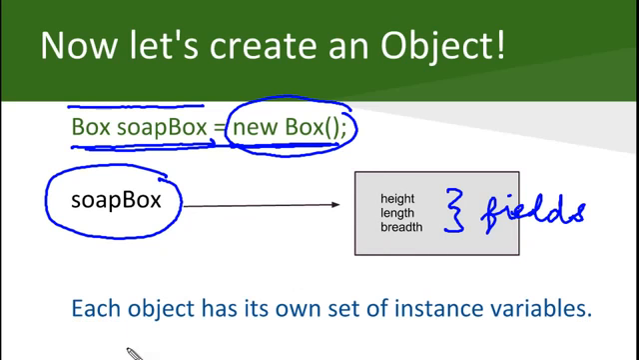Each object will have its own set of instance variables. So now soapbox has its own height, length and breadth. So this is how we create the object using the new operator.